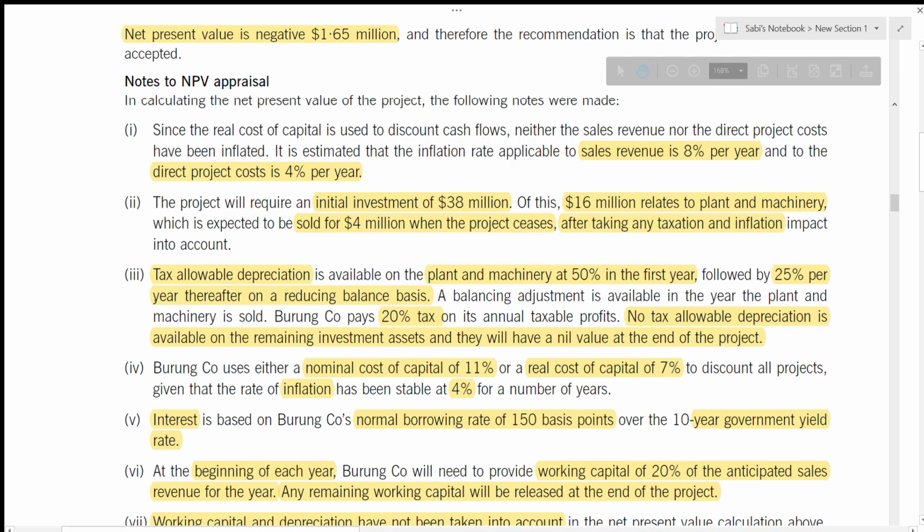So tax allowable depreciation: wherever net present value is there, wherever APV is there, you will get a question. I haven't seen one question in the past papers till now where tax allowable depreciation is not given. So you have to know it. There is no option of whether I should learn tax allowable depreciation or not. You have to know.